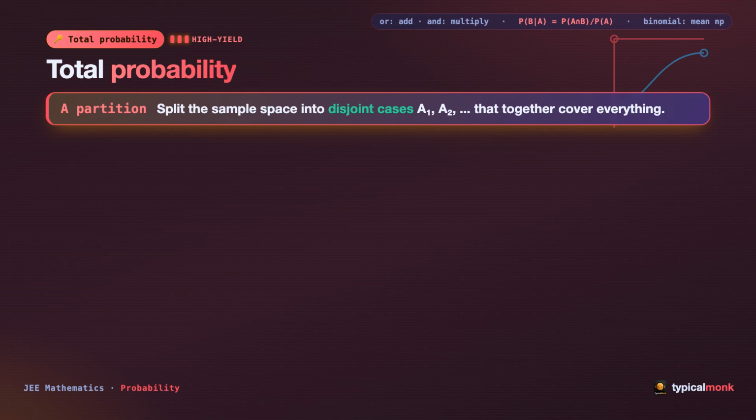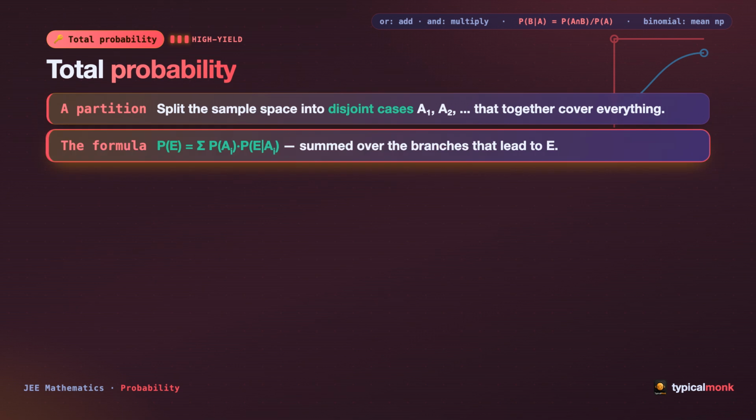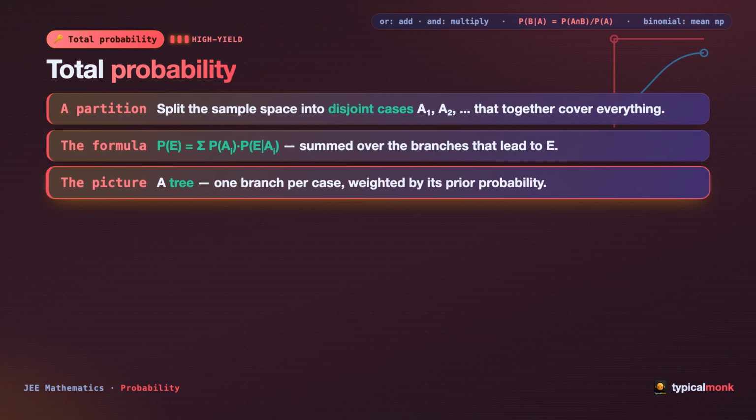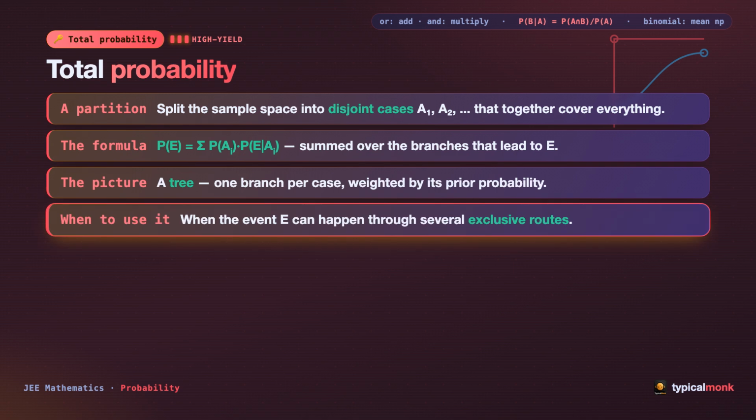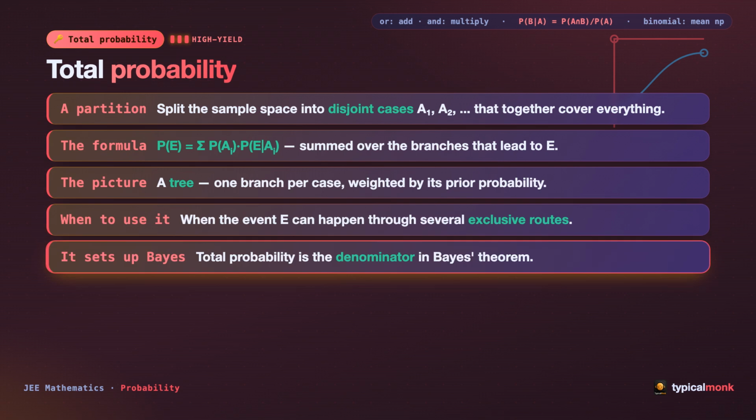Now, a powerful tool, the law of total probability. A partition: split the sample space into disjoint cases, A1, A2, and so on, that together cover everything. The formula: P of E equals the sum of P of Ai times P of E given Ai, summed over all the branches that lead to E. The picture: it is a tree, one branch per case, each weighted by its prior probability. When to use it? Use it when the event E can happen through several exclusive routes. It sets up Bayes. The total probability is exactly the denominator in Bayes' theorem.